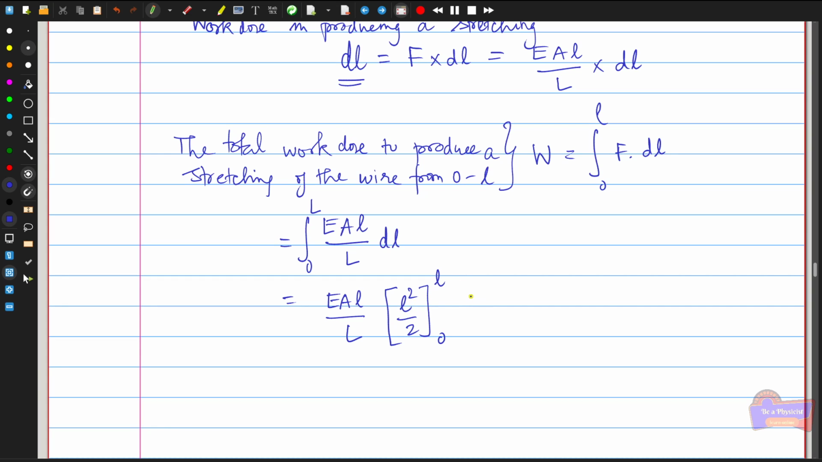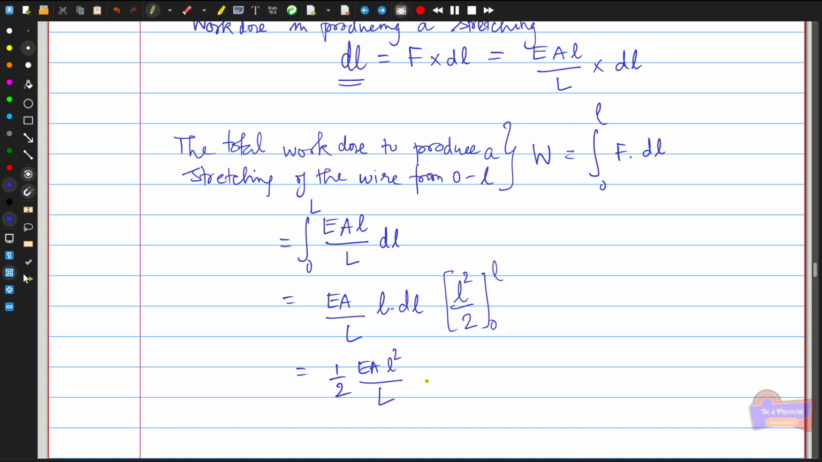So the answer is l squared by 2, which I can write as 1 by 2 times l. You have to take this l into dl for the integration, so that you will get l squared divided by 2 with the limits of 0 to l. If you apply the upper limit and lower limit, then you will get the value of half EA l squared divided by the capital L.